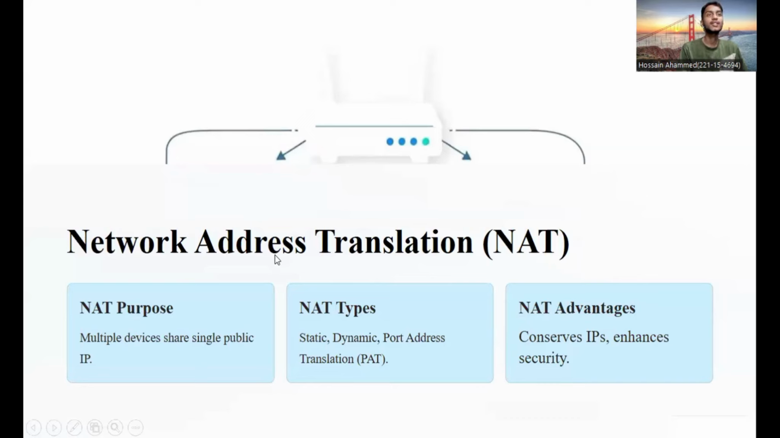IP conservation means it optimizes the use of public IP addresses. And I mentioned network address translation, its purpose, and its advantage. Its purpose is basically that we use network address translation for multiple devices to share a single IP. That means at a time 4 or 5 devices are connected to a single network. And the types of network address translation are static, dynamic, and port address translation also.